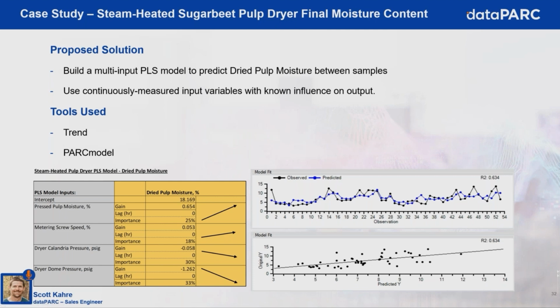And here you can see an example training data period where the black trend is the observed data. These are lab samples, each dot, and the blue trend is the predicted data. And it's not perfect, but you can see that the prediction does follow the trend pretty consistently. And then if we look at the model fit on an XY plot, we see that it has an R squared of 0.634, which again, not perfect, but good enough to get an idea of what's happening in between lab samples.